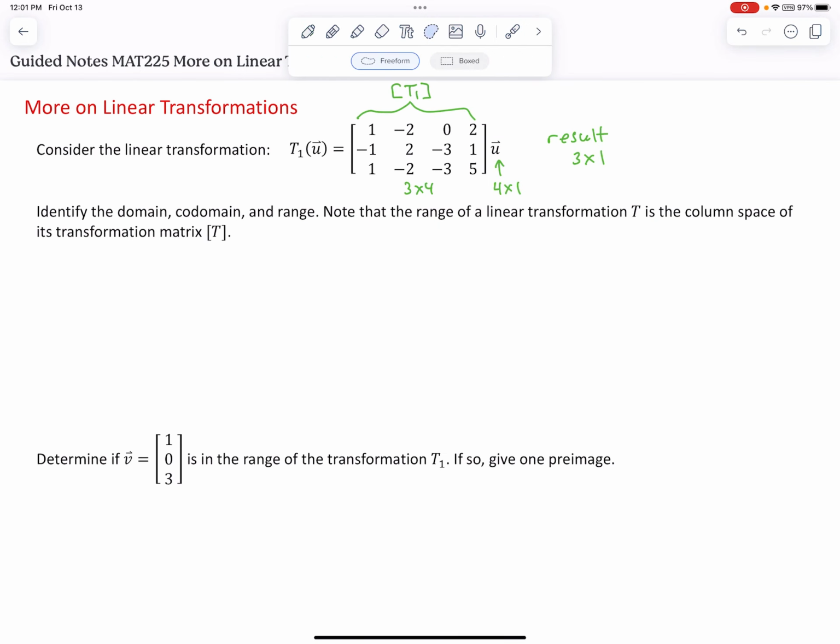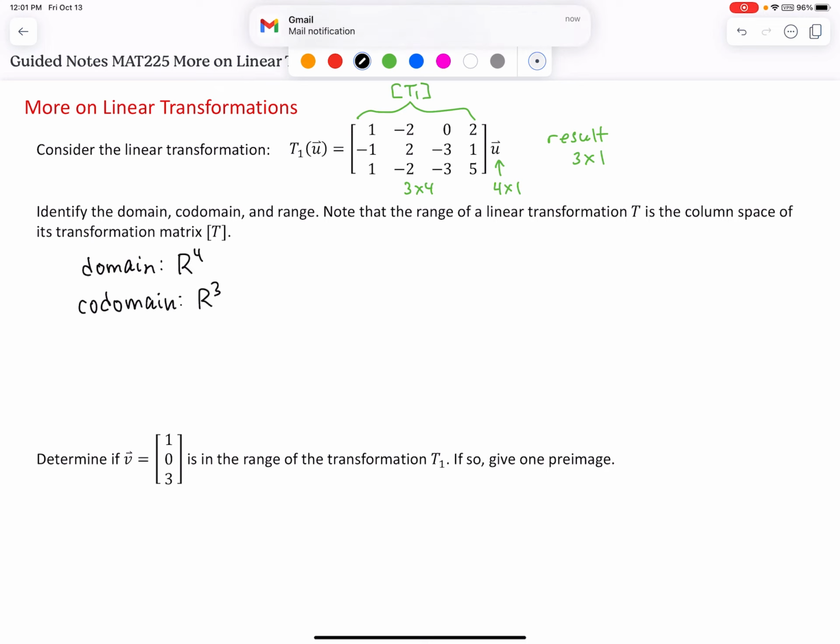In general, that is true. Note that the range of a linear transformation T is simply the column space of its transformation matrix bracket T. We begin with the domain. The input vectors have to be 4x1, therefore the domain will be R4. Now let's do the codomain. The output vectors have to be 3x1, therefore the codomain is R3.